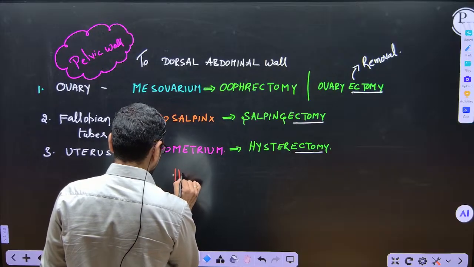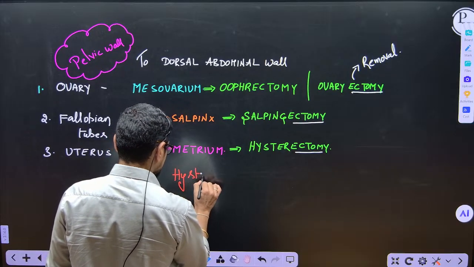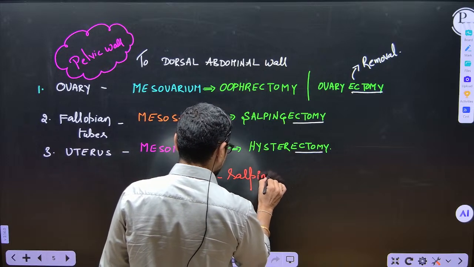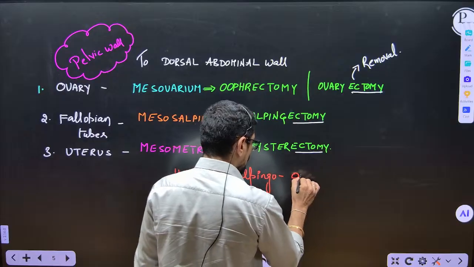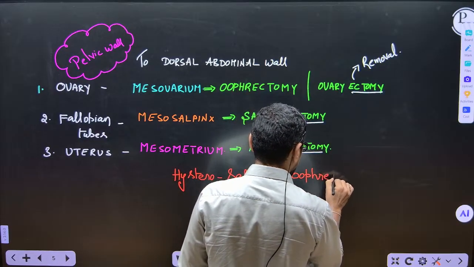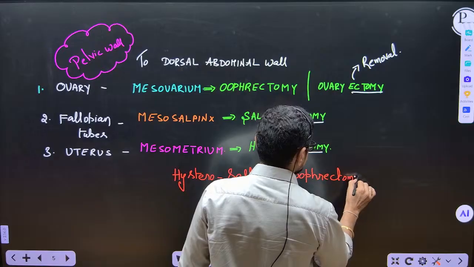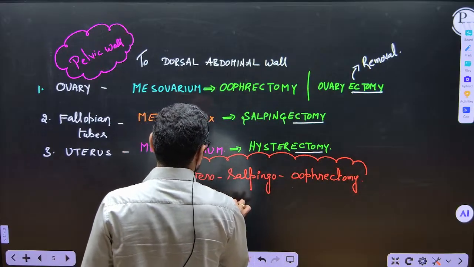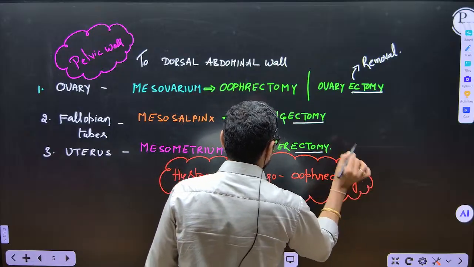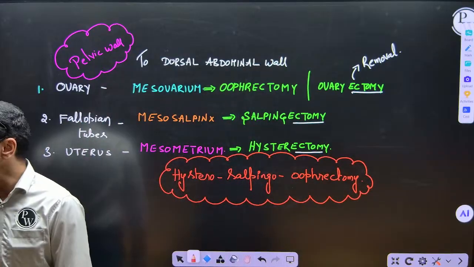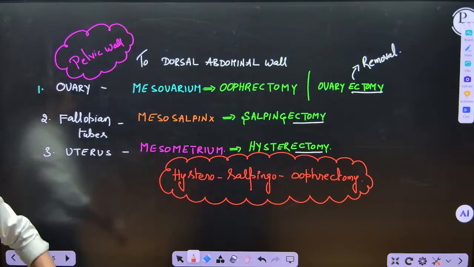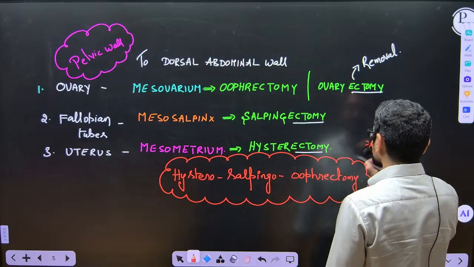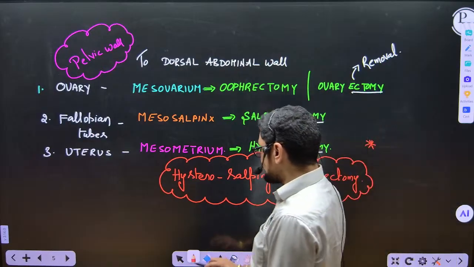Hystero, salpingo, oophorectomy. Hysterosalpingo-oophorectomy. Removal of ovary, fallopian tube and uterus combined is called hysterosalpingo-oophorectomy. It is not there in the CBS textbook, but it is important in the exam. You may think, sir, if it is not there in the CBS textbook, why they will ask? They will ask. Previously, they asked one question.